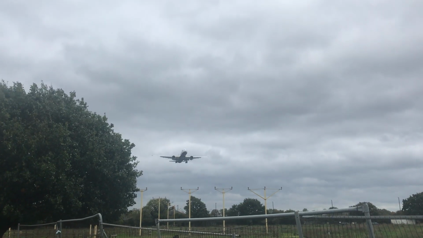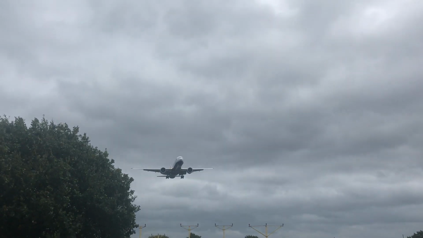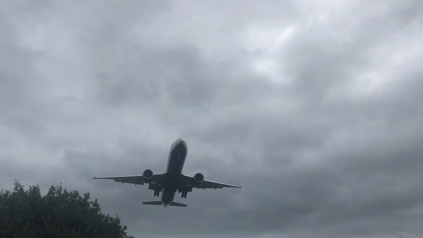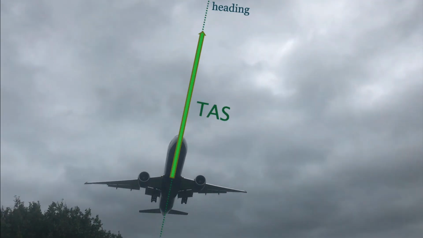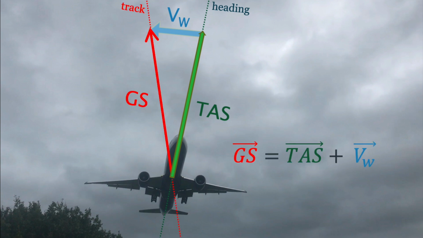Aircraft on crabbing crosswind approaches, such as this 777 on a 27 left arrival into Heathrow in a crosswind from the left, provide a neat illustration of the speed triangle with the sum of the true airspeed aligned with the fuselage axis showing the heading and the wind speed vector, resulting in a ground speed vector aligned with the track of the aircraft, being in this case an extension of the runway centerline.